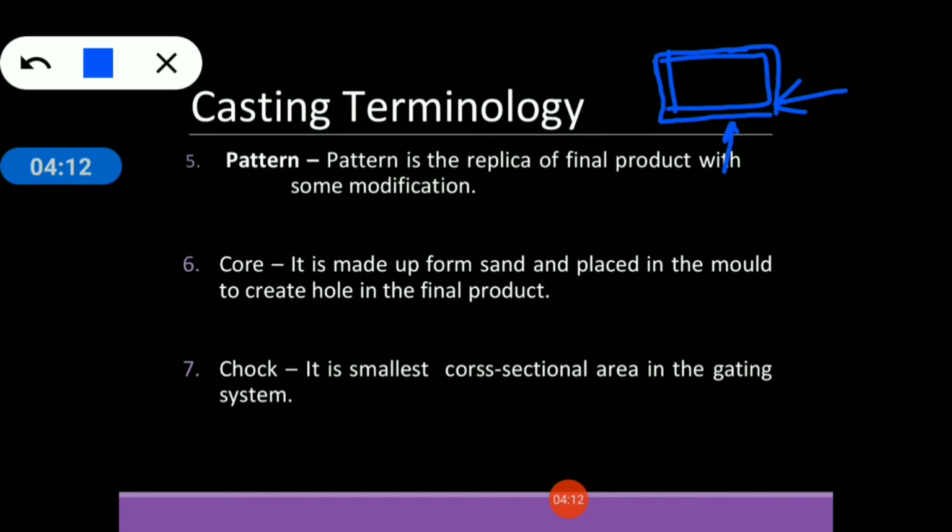So pattern is the exact replica but with some addition of dimensions, and that addition of dimension is known as modification. This particular wooden part is known as pattern. Pattern is used to make your product, but the pattern is always larger than your final product because we add some allowances in the pattern.